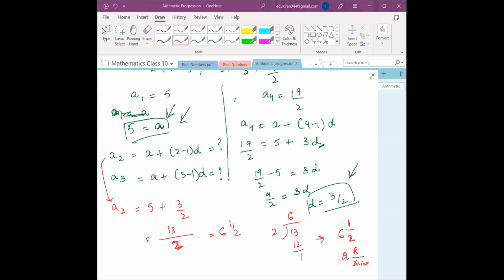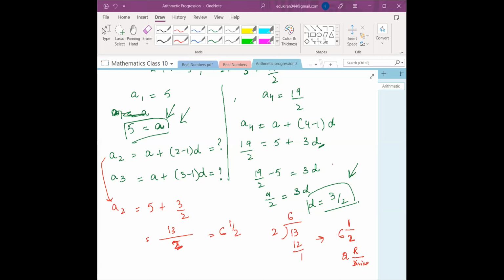Yes, ma'am. Now come to the fifth part. Now here A is not given, right? But since two numbers are given, you will use the formula for these two numbers. For your A2 you will use, and for your A6 you will use, correct? You will obtain two equations in two variables. So you will solve those equations, you will get the value of A and D, and then you can find any term. Understood?